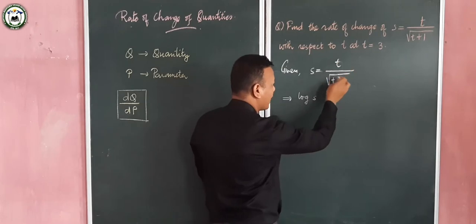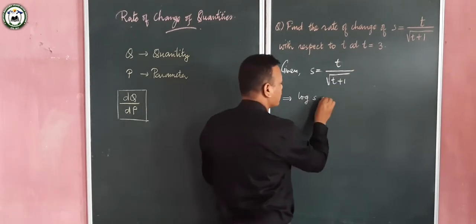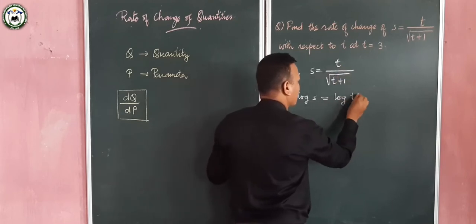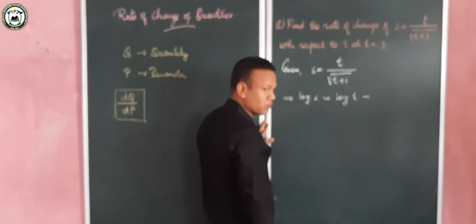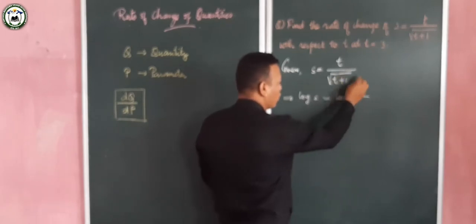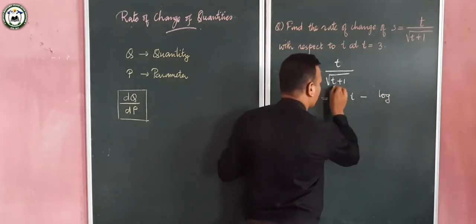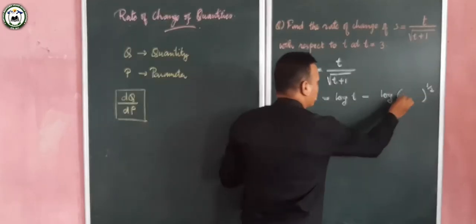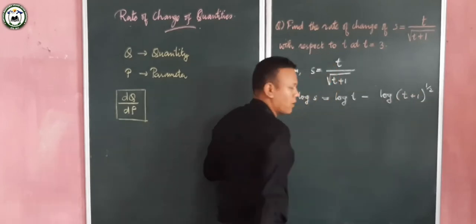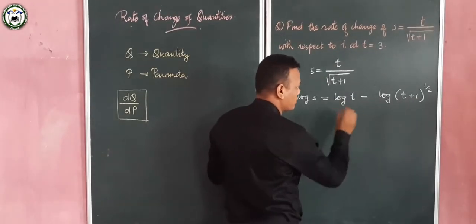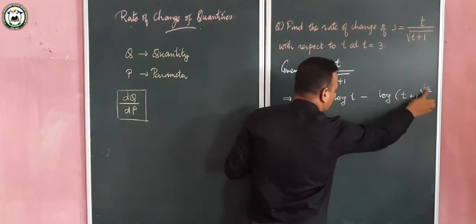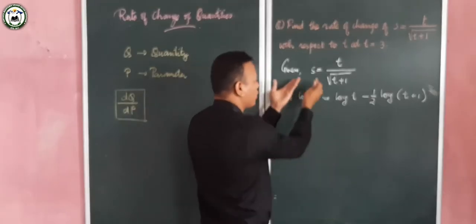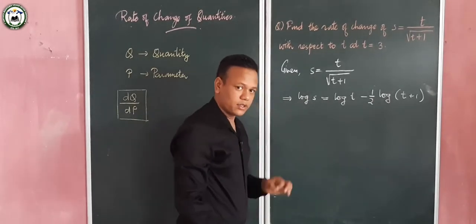Now, log of a by b is log a minus log b. So here a is t, so we get log t minus log b. And log b is log of the square root, and square root can also be written as to the power half, right? So we have t plus 1 out there. There is a formula in logarithm which says that if there is a power, we can bring that power to the front. So if I apply log here then I'll get this particular thing, right?